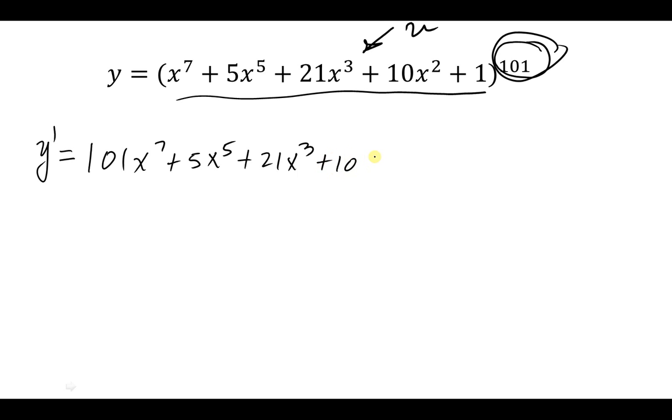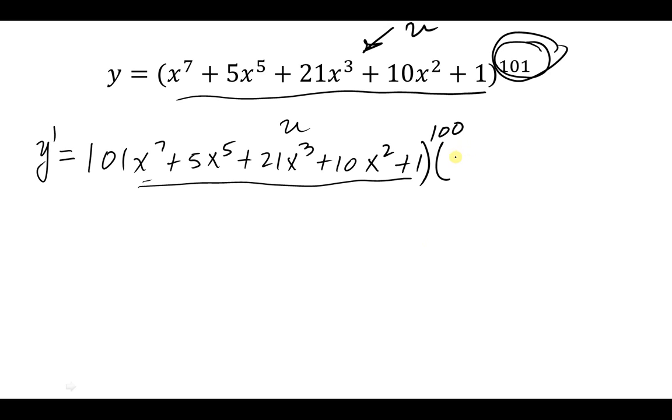And it takes a few seconds to do this. To the power minus 1, which will make this to the 100th power. But we're not through. We've got to take the derivative of this u with respect to x and multiply it by what we've already got.